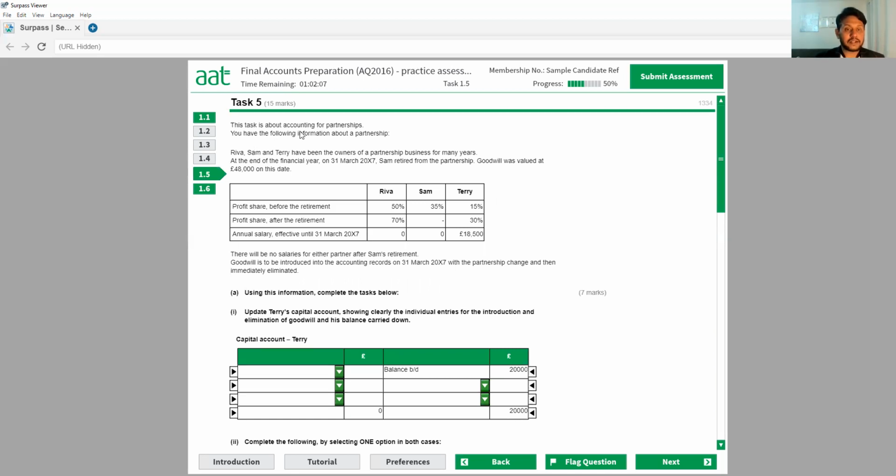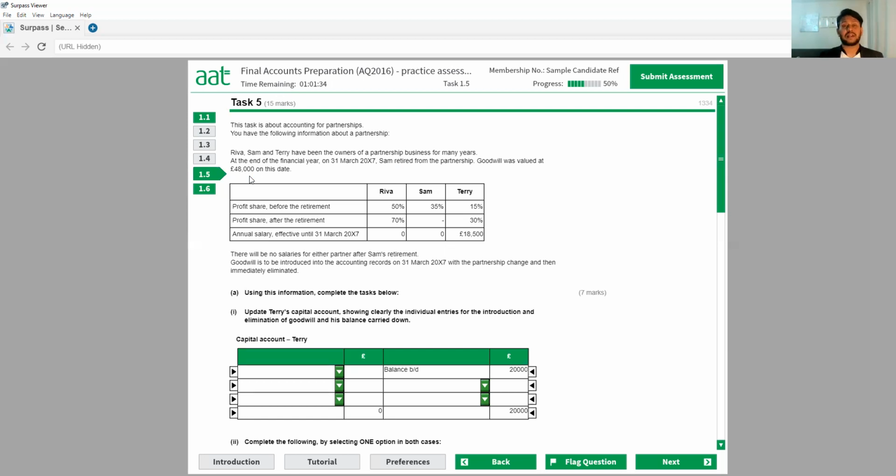This task is about accounting for the partnership. You have the following information about the partnership. Riva, Sam, and Terry have been the owners of a partnership business for many years. At the end of the financial year, on 31st of March 2017, Sam retired from the partnership. Goodwill was valued at $48,000 on this date. So there were 3 partners and goodwill was valued.